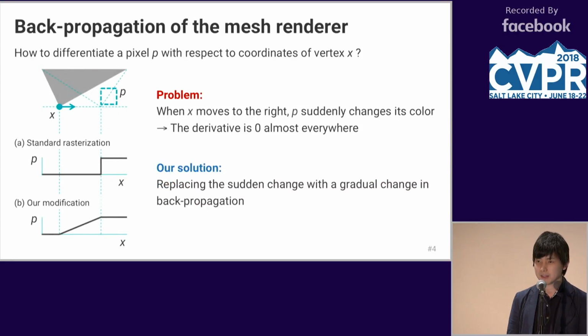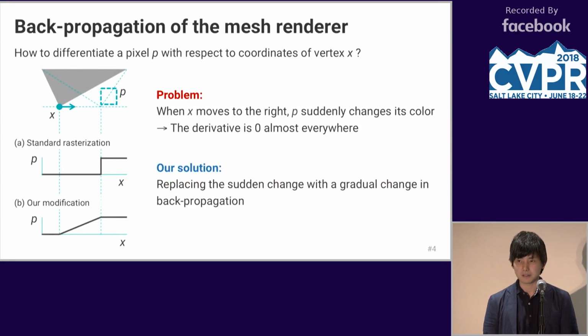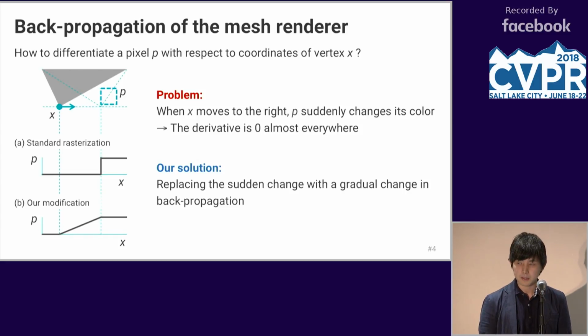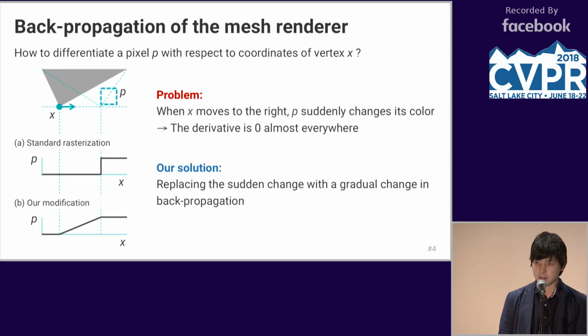Defining backpropagation of a mesh renderer is not so straightforward. Look at this triangle and a pixel. If the vertex X moves to the right and hits the pixel P, the color of pixel P suddenly changes to the color of the triangle, as shown in graph A. So the derivative of P with respect to X is 0 almost everywhere. To overcome this problem, we replace the sudden change with an invisible gradual change, as shown in graph B.